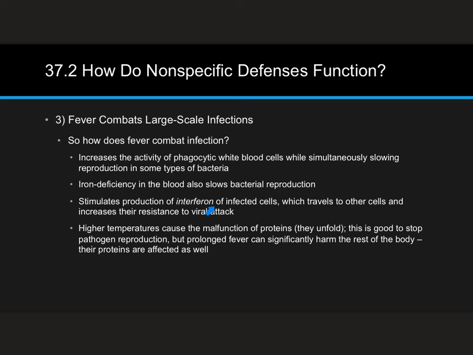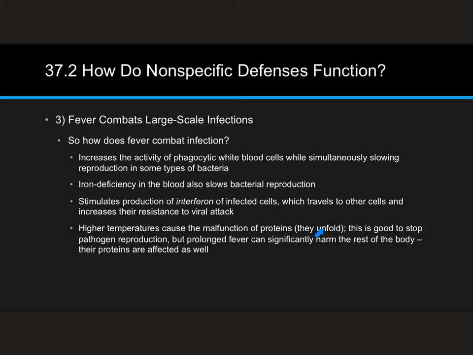It stimulates production of a protein called interferon in infected cells, which travels to other cells and increases their resistance to viral attack. So this is only for viruses, but if you get a viral infection, those cells are going to release interferon, which tells everybody else, hey, guess what, I'm getting attacked. Everybody else be aware.